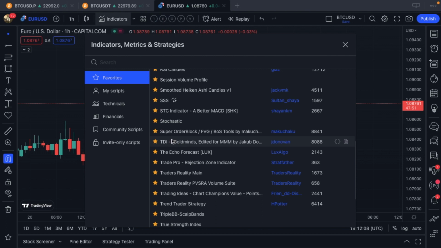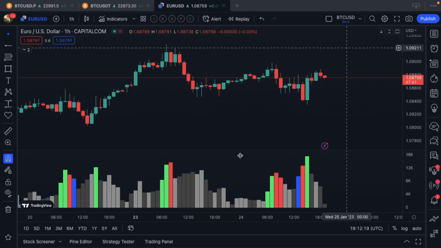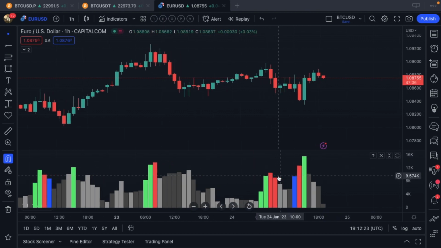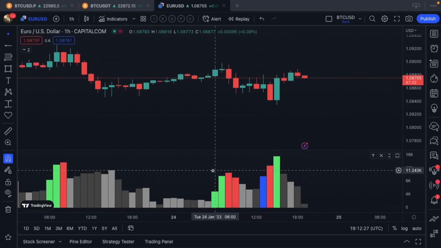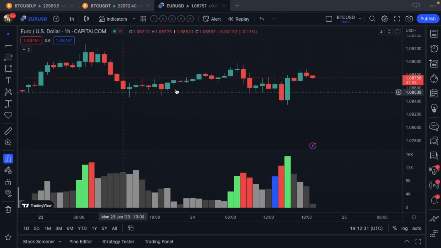Go to your indicators and get the Trader's Reality Main Indicator. And while you're at it, get the PVSRA Volume Suite as well, because it is a volume tick indicator with vector properties as well. Very handy. Let's see a handy example.